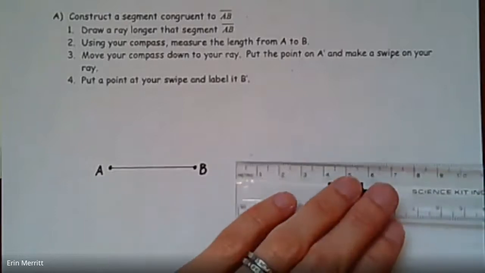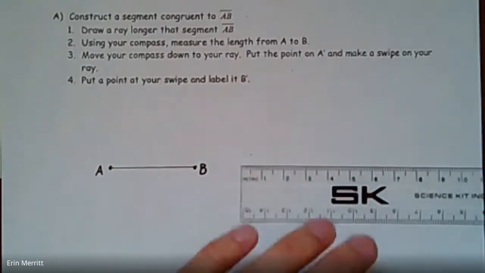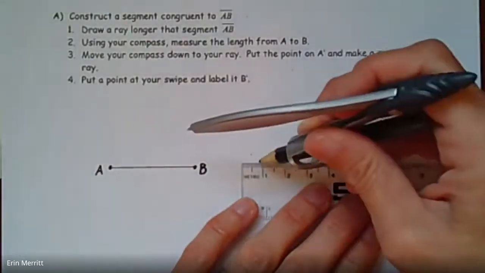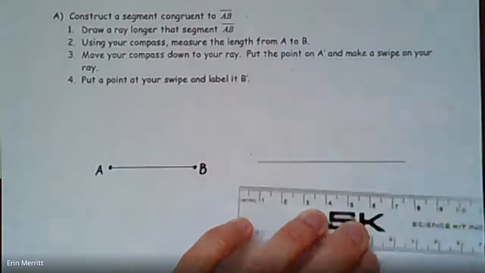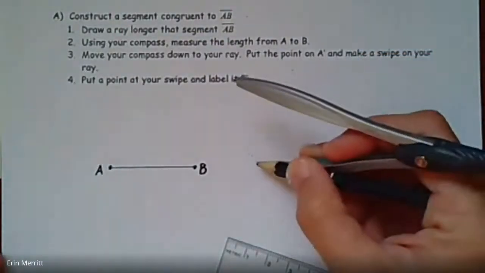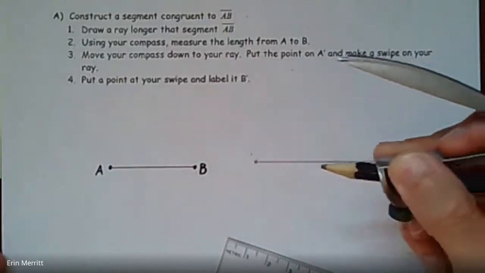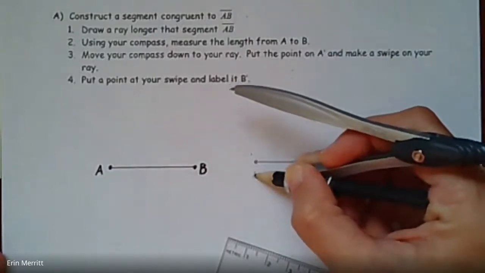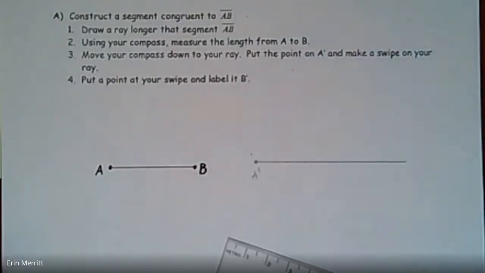So the first step is to give yourself a segment that is clearly longer than segment AB. Off to the side here, give yourself a segment to work with. Then I'm going to plot an endpoint at one end, and I'm going to call it A prime, with a little dash there.